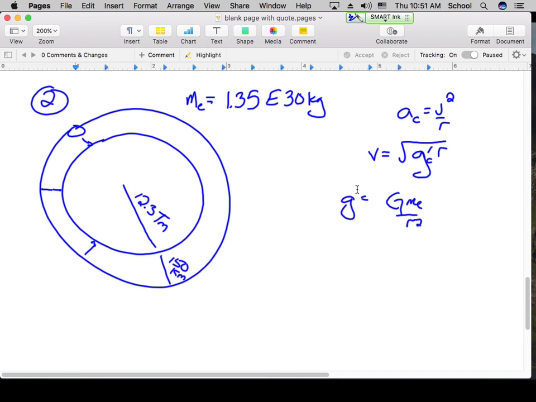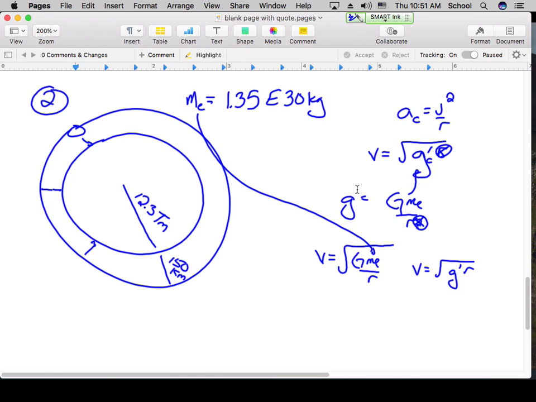If I shove this in for that, I end up with v equals the square root of G Me over r. The r squared here and the r that's already there cancel the squared part, so we end up with the r underneath it. The other way this formula looks is the square root of g prime times r, but I think this way is easier to plug in given what we have this time. So we have the m already. It's just going to go there. We know what G is. And the r is just going to be these two combined. The problem is I gave them to you in two different things.